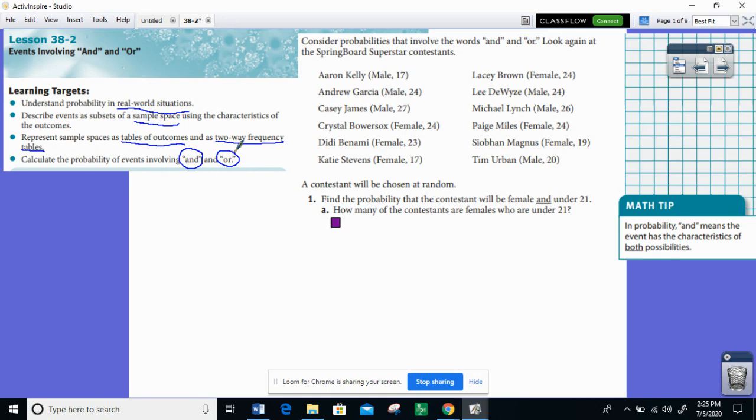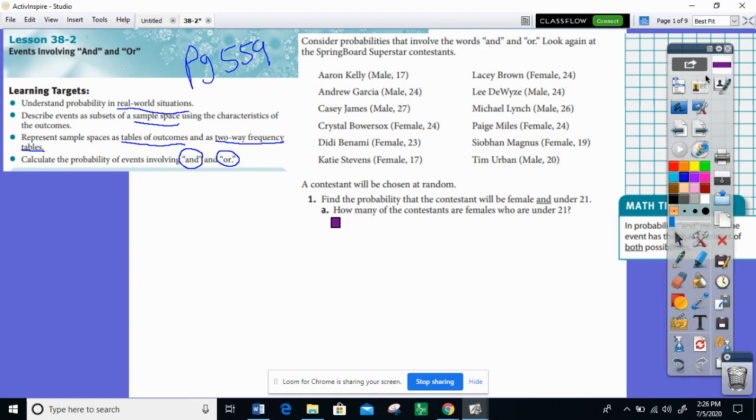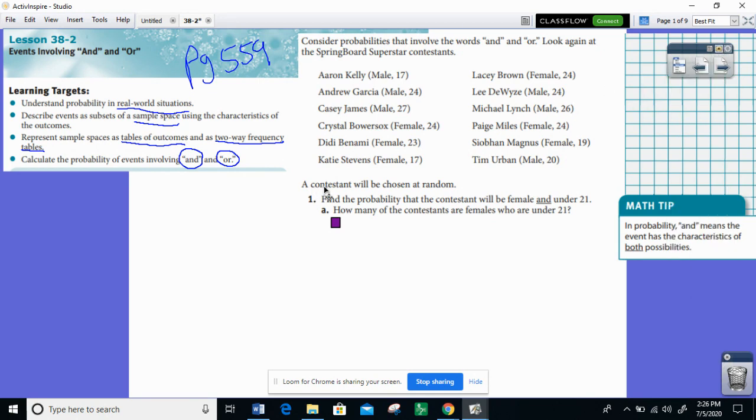So we're going to start off on page 559 if you're following along in the Unit 6 PDF. Consider probabilities that involve the words and or. So this is still going to involve the same Springboard Superstar contestants from activity 38-1. So we have the same 12 people here. So first, we're going to choose a contestant at random. Find the probability that the contestant will be female and under 21.